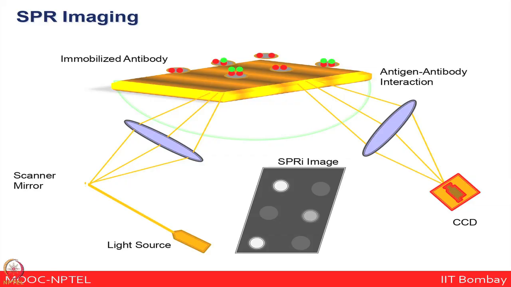A new advancement in this area is SPR imaging, where the aim is to combine the microarray-based concept with the SPR-based concept. You want to study molecular interactions in a high throughput manner like a microarray, but also want to get their KD values and quantitative information in a high throughput manner, and that is where SPR imaging is one of the promising approaches.